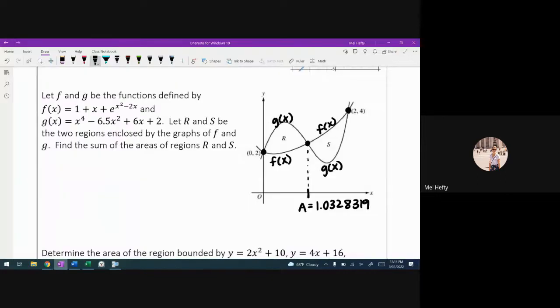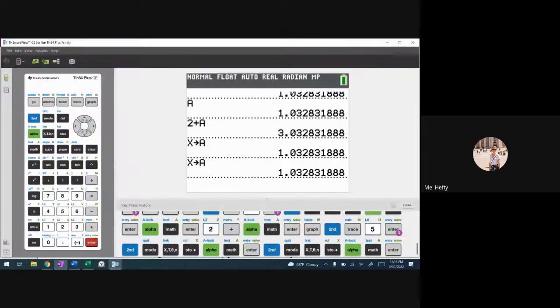Now, Derek asked a really good question of, can I use A on my paper? As long as you label it, absolutely. So that's why on my graph, I called it A, so that now when I write this down, I can use A as well. Yep, you're fine. All right.